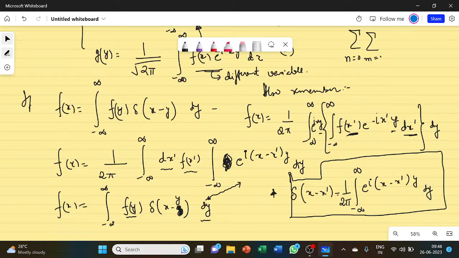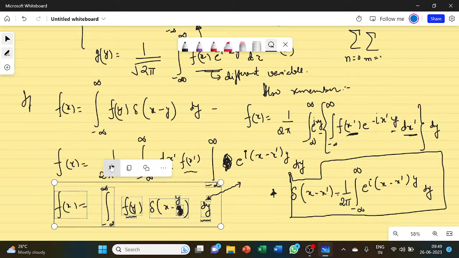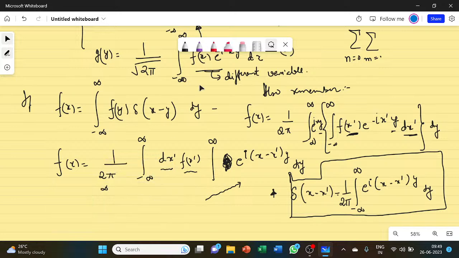See, f of x can also be written in this manner now. So if f of x can be written in this manner, what does it mean? It means that this must be some Dirac delta function. Let me explain what I want to convey, because I think people are not able to get what I want to say. Just give me a minute so that I'll be able to explain. Let's say now I'll explain backwards. So basically, let us consider this particular thing.